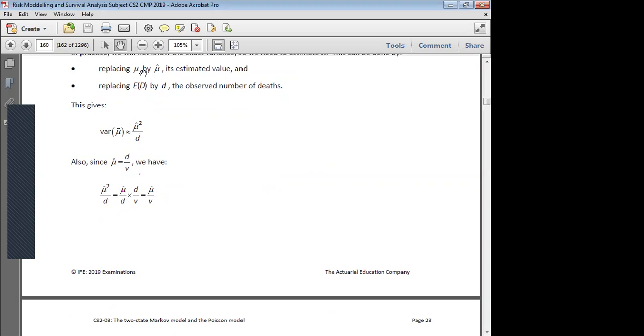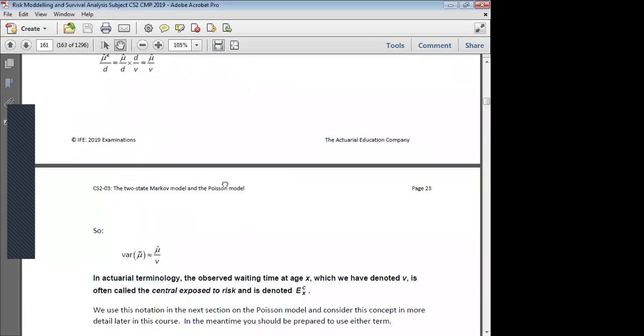So what you have is mu hat upon d, and you'll be left with another mu hat here. Using that expectation of d is equal to mu times expectation of v, you rewrite this mu hat in terms of d and v. So this will be multiplied by d upon v. The d and d will cancel each other out, and you will have mu hat upon v at the end. That will be your variance of mu hat.